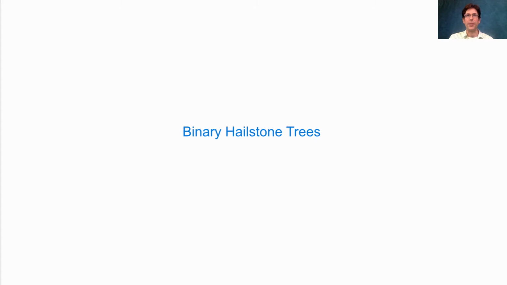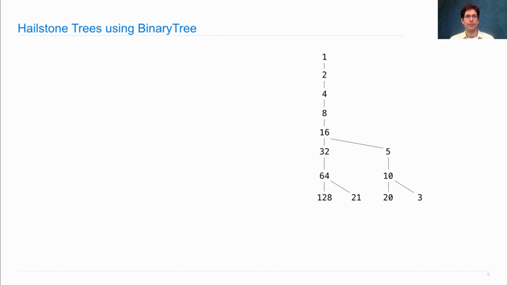Let's use this opportunity to remember how binary trees work by building binary hailstone trees. Now you might think a hailstone tree is already binary in structure. There are only two branches at most. And that's right. So we can use our binary tree class to represent it.